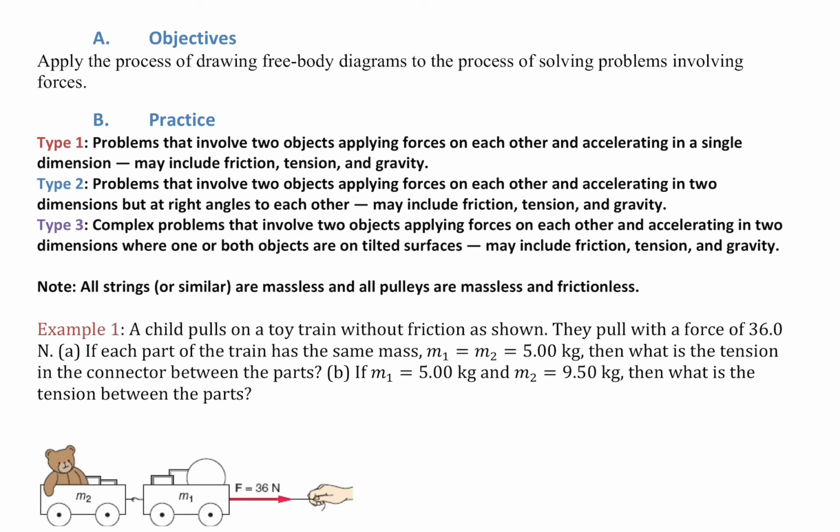Type 3, however, are complex problems that involve two objects applying forces on each other and accelerating in two dimensions, like type 2, but where one or both of the objects are on tilted surfaces. And just like all the others, they include friction, tension, and gravity, and a combination of those types of forces. All the problems will include gravity, I guess, except for the first one. So let's take a look at the first one.